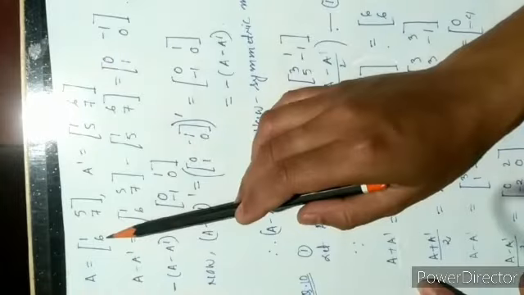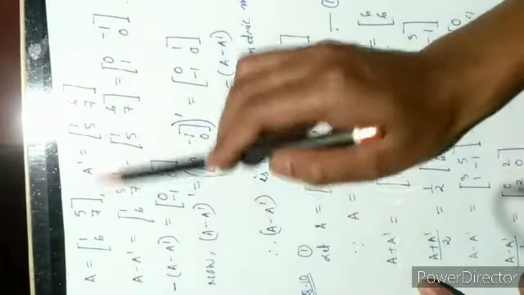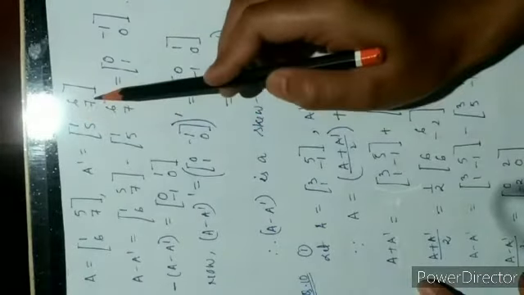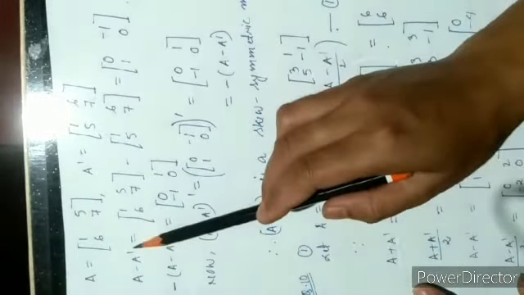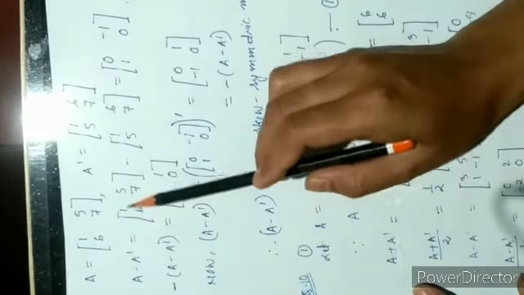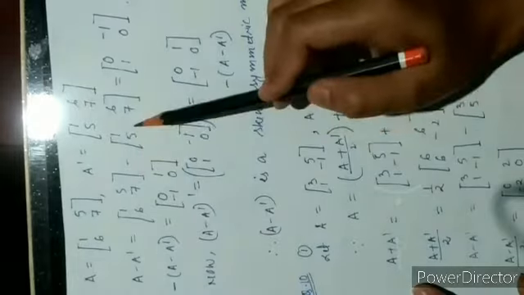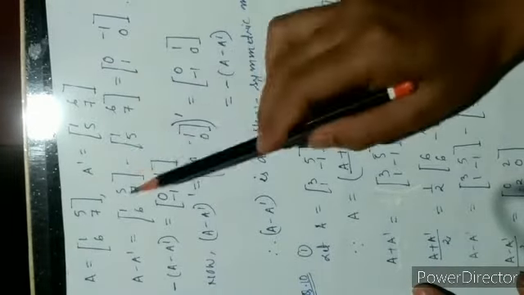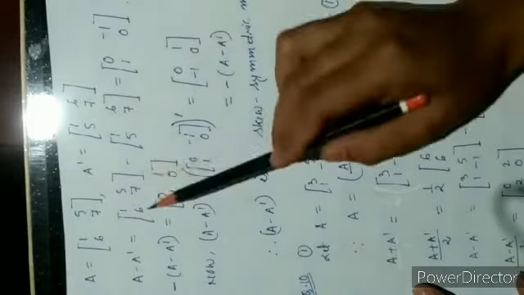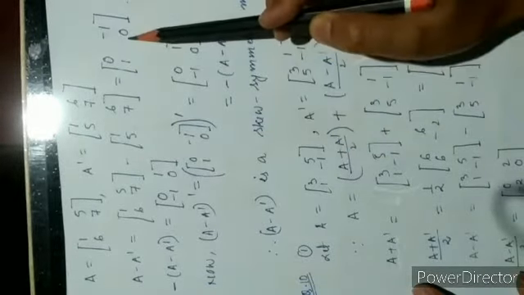Roman number 2. Given matrix A whose elements are 1, 5, 6, 7 and A dash is 1, 6, 5, 7. Find A minus A dash. Matrix A is 1 5 6 7 and A dash is 1 6 5 7. Subtract these two matrices: 1 minus 1 is 0, 5 minus 6 is minus 1, 6 minus 5 is plus 1, 7 minus 7 is equal to 0.